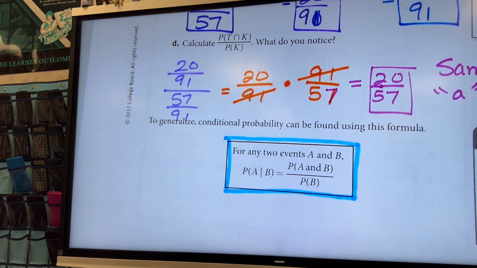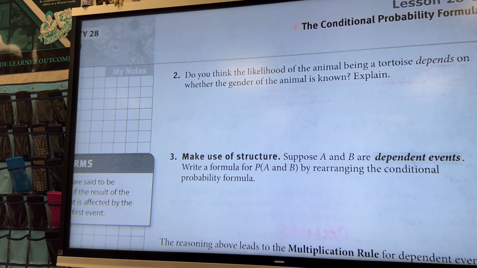So it's really nothing new. Well, so far, nothing new, because you already did that yesterday. You just didn't know it was a formula. We were just doing it.